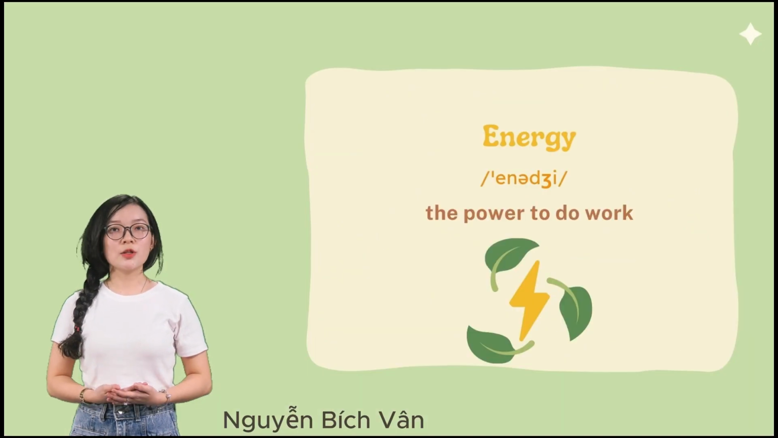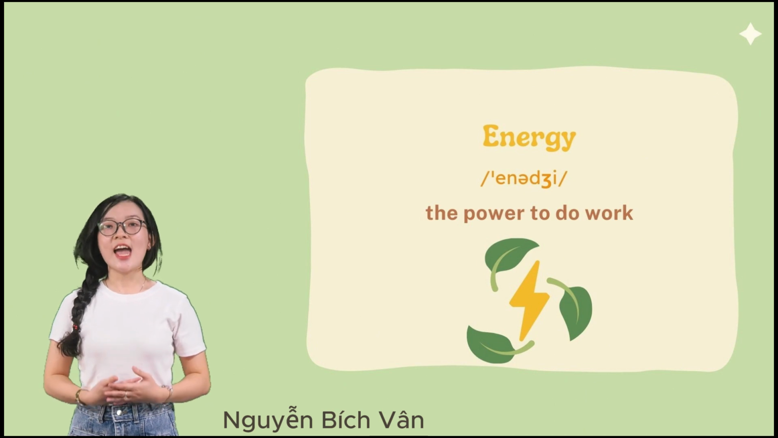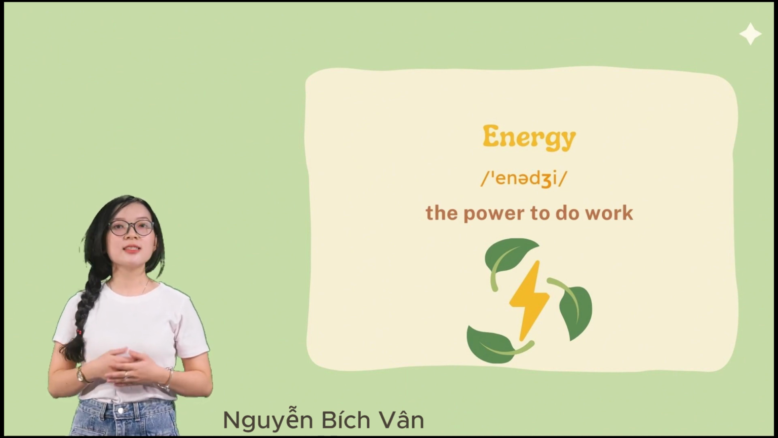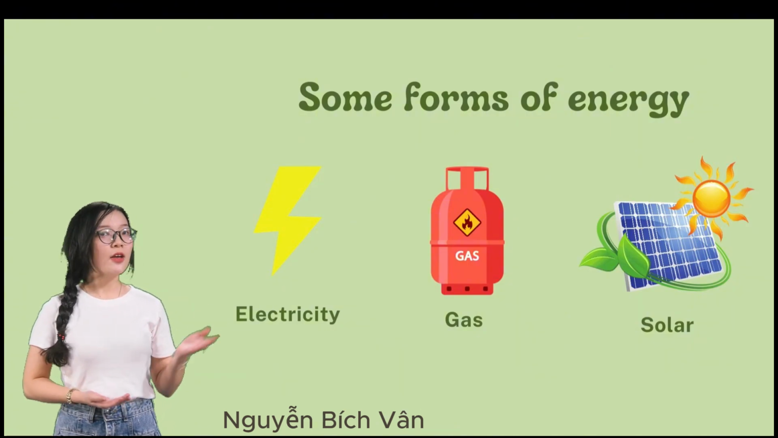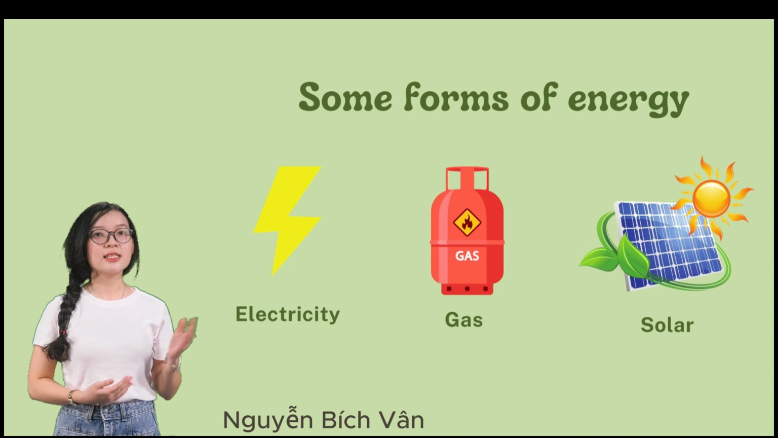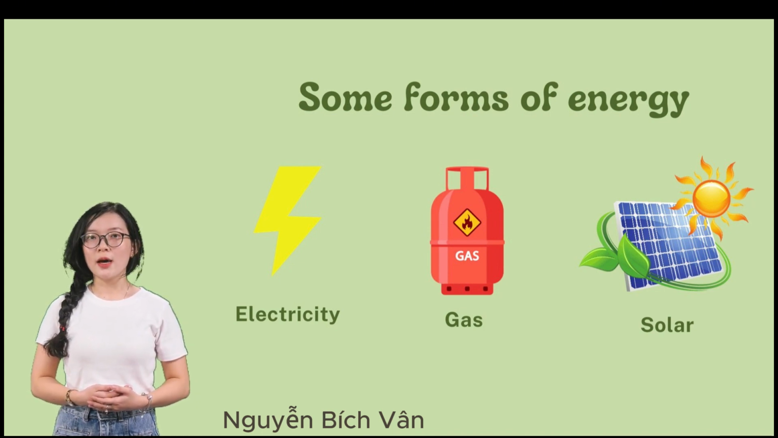So now, let's look at the word energies. Say with me, class. Energies is the power to do work, like heating our home and powering appliances. There are different forms of energies. Can anyone tell me one? Yeah, we have electricity. The flow of electrical power is what we use the most. And next, gas. Natural gas is used for cooking and heating in many homes. But we also have the solar energies.